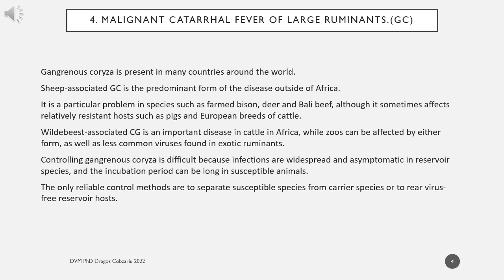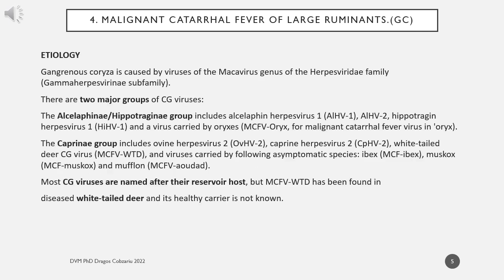Etiology: gangrenous coryza is caused by viruses of the Macavirus genus of the Herpesviridae family, Gammaherpesvirinae subfamily. There are 2 major groups of MCF viruses. The Alcelaphinae/Hippotraginae group includes alcelaphine herpesvirus 1, AlHV-1, AlHV-2, hippotragine herpesvirus 1, HiHV-1, and a virus carried by oryxes, MCFV-oryx, for malignant catarrhal fever virus in oryx.